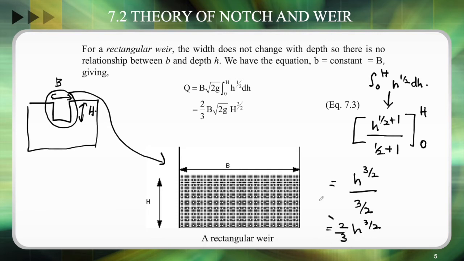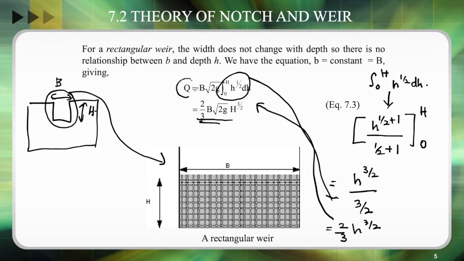From here, we will substitute into this. So this integration product is this one, and then we substitute. Therefore, we will get that the equation to find the theoretical discharge for the rectangular weir is 2 over 3 B square root of 2g H to the power of 3 over 2. So you will use this equation to find the theoretical discharge of a rectangular weir.